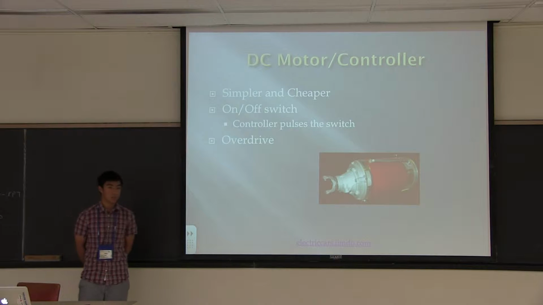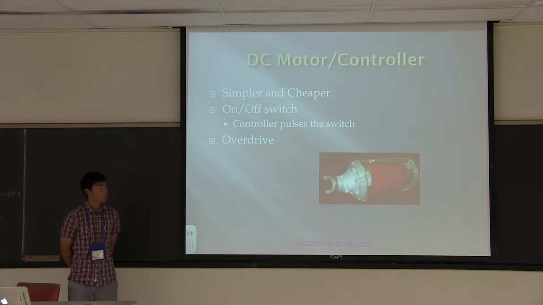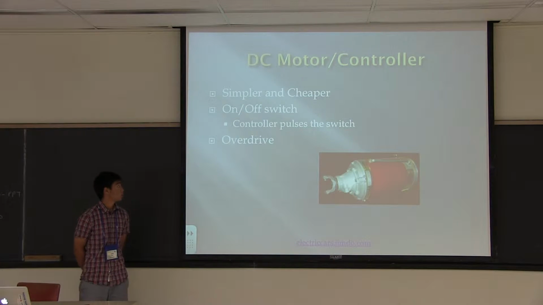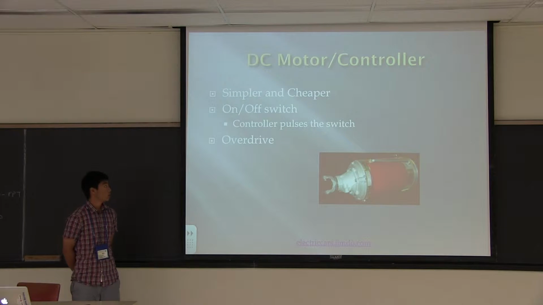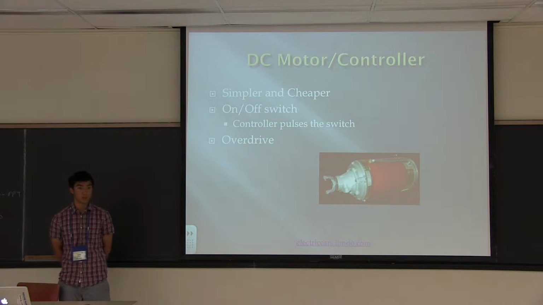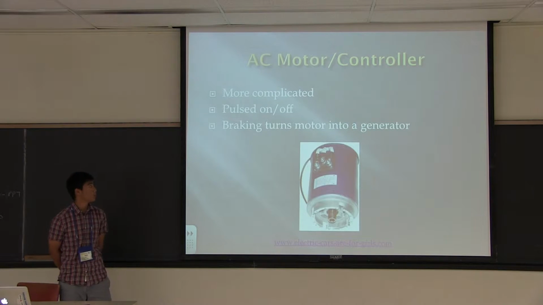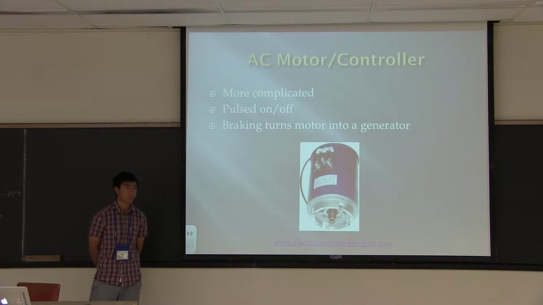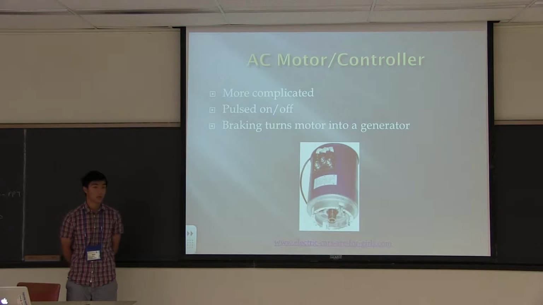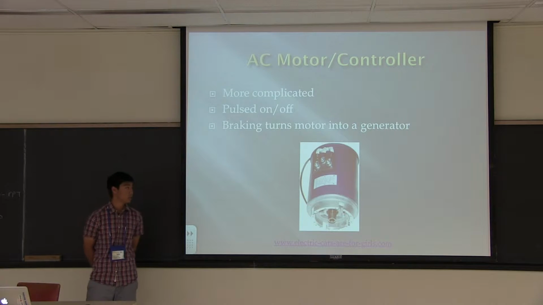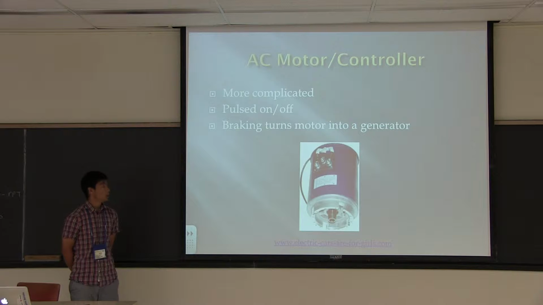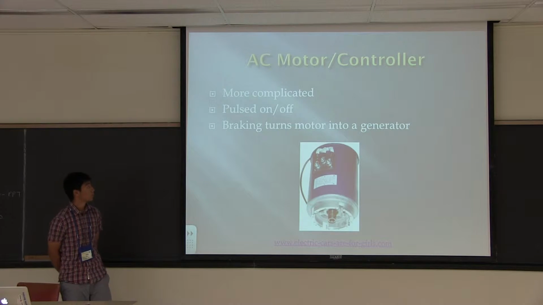So now I'll be talking about the DC motor. It's a lot simpler and a lot cheaper than an AC motor and controller. It acts like an on and off switch, and the controller pulses the switch on and off. It also has the ability to go into overdrive. The AC motor and controller, however, is a little more complicated. It too pulses on and off, but it reverses the polarity of the voltage around 60 times per second. However, it also has the ability to turn the motor into a generator when you brake.